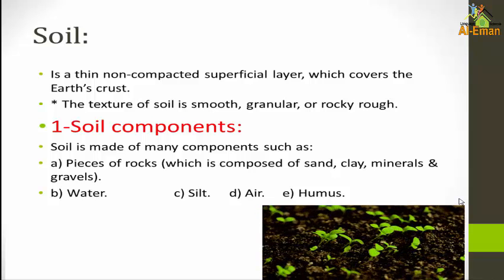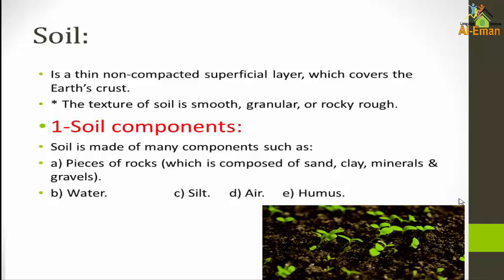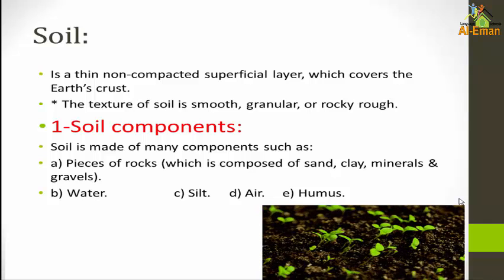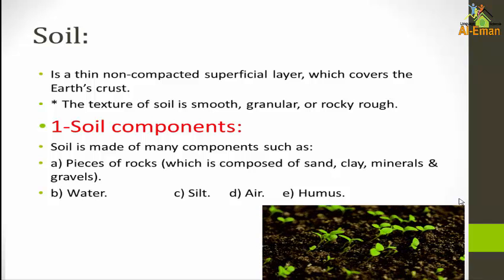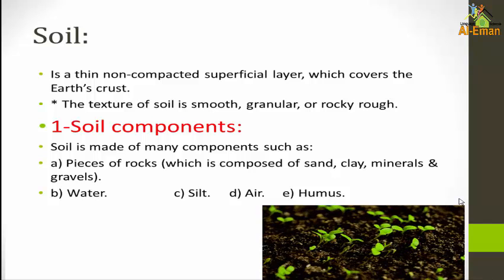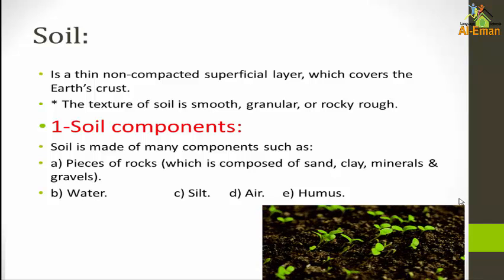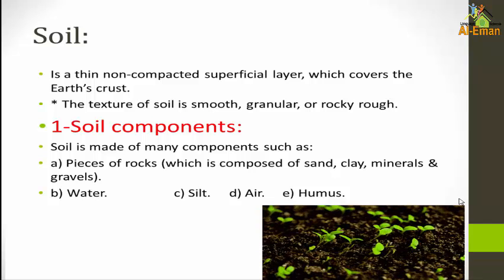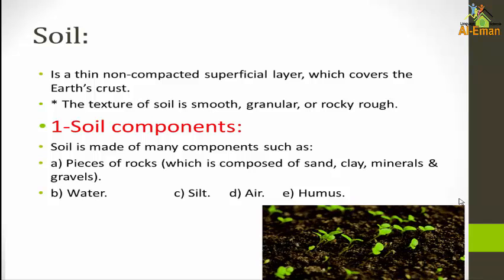Soil is a thin, non-compacted superficial layer which covers the Earth's crust. As we see, we can find so many different soils in our environment. The texture of soil could be smooth, granular, or rocky, rough soil. The texture of soil depends on the soil components. Let's see together what components we have in our soil.